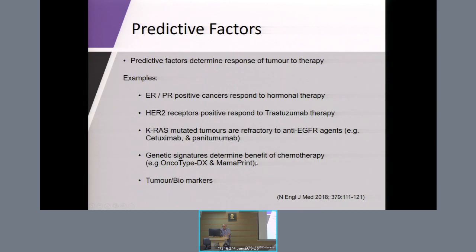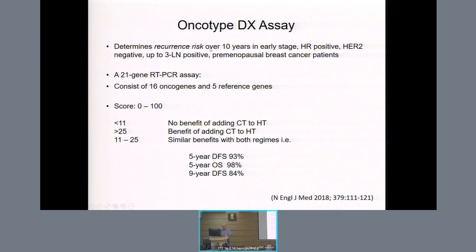Genetic signatures determine the benefit of chemotherapy. Now, there are assays which are commercially available, and if we do that, that will give us information whether we should use aggressive treatment or not. For example, Oncotype DX and MammaPrint are two gene profiling assays. They determine recurrence risk over 10 years in early stage, hormone receptor positive, HER2 negative, and up to 3 lymph nodes positive premenopausal breast cancer. Means a premenopausal lady with early stage breast cancer, where up to 3 lymph nodes are positive and hormone receptors are positive. Should we give chemotherapy or not? That is the question. Chemotherapy has very toxic side effects.